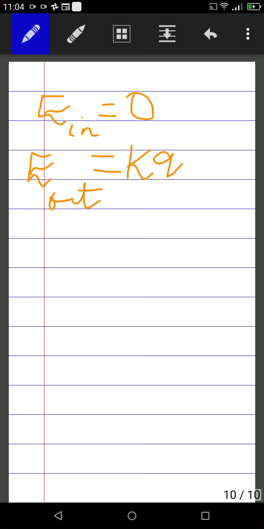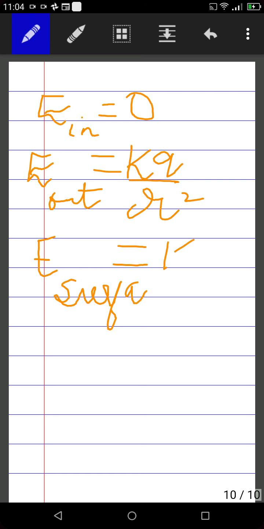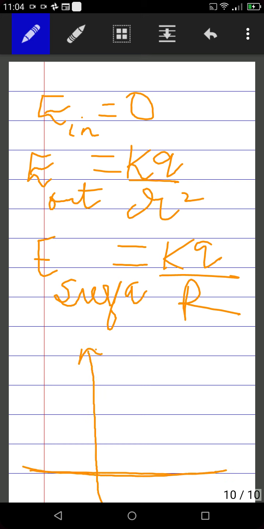Okay, I will just write the formula now. E inside is equal to 0. In the case of a conducting sphere and shell, E outside is equal to kQ by r square. E at the surface is equal to kQ by capital R square. Now by seeing this, we will draw a graph.